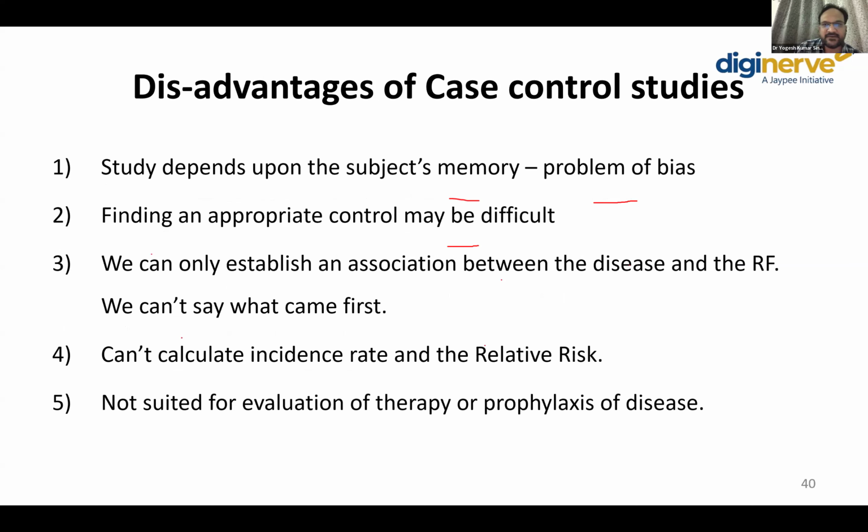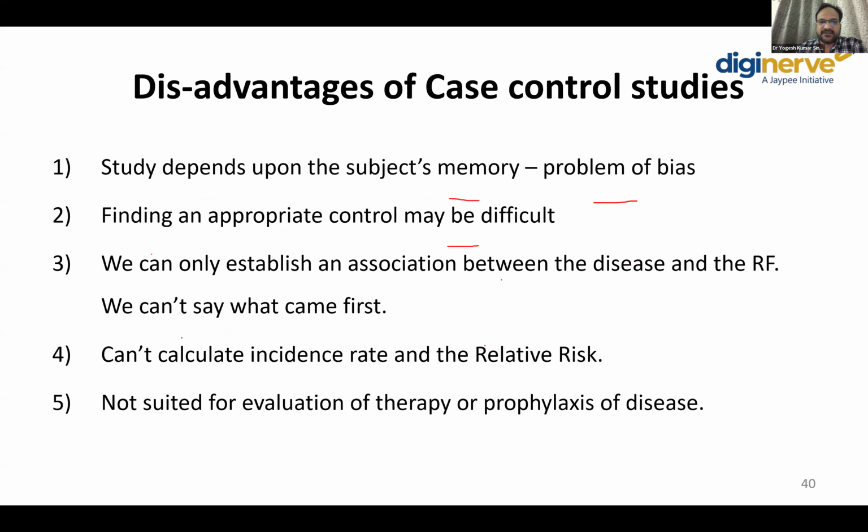Then what are the disadvantages of case control studies? The study depends upon the subject's memory. Obviously, that's why recall bias is a problem. Finding an appropriate control may be difficult. Yes, selecting a suitable control is a difficult one.